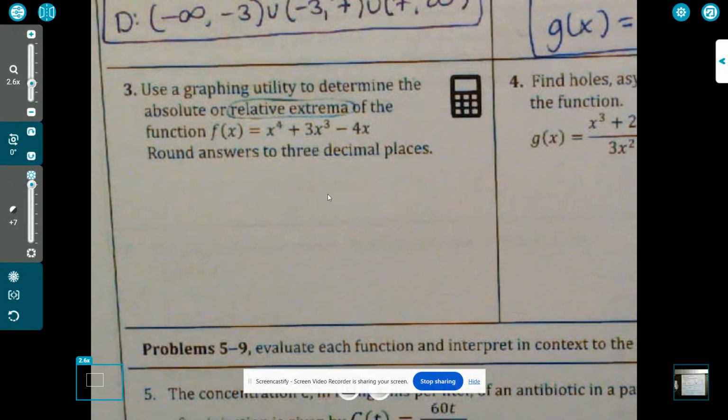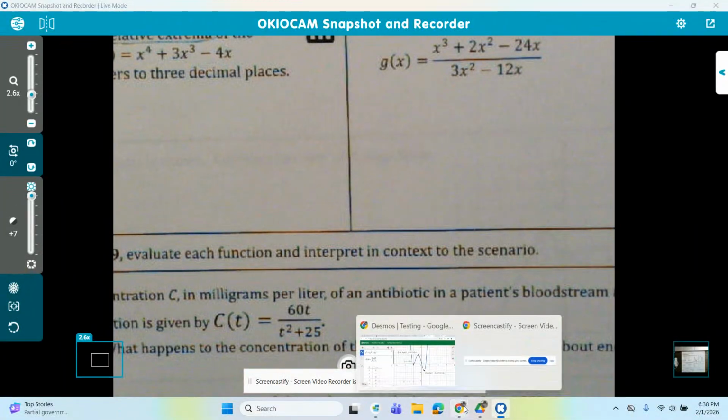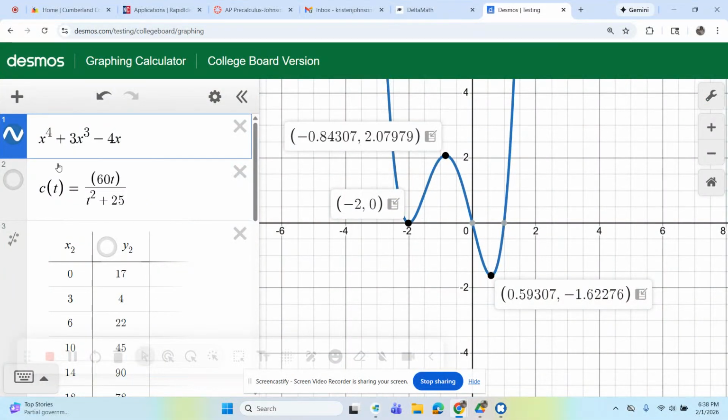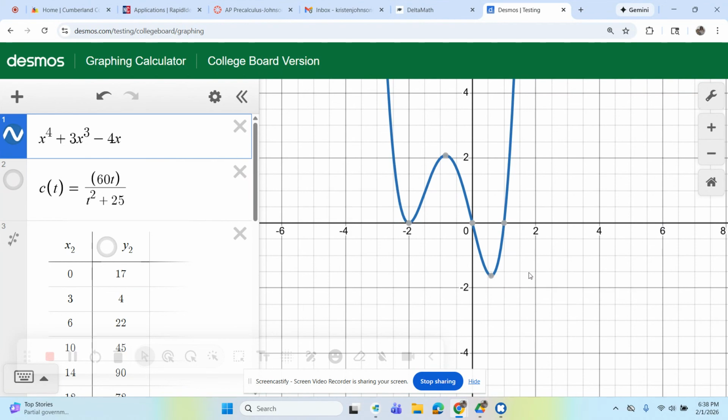So I have already done that. So let me go here. And okay, so that's the first function that's typed in up here. So if I click off of these, you will see we do have an absolute min down here. Then we have a relative min and a relative max. So we have a relative min over there at x equals negative 2, which is the ordered pair negative 2, 0.